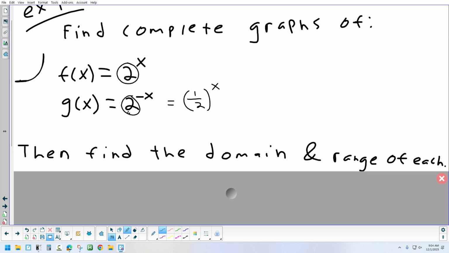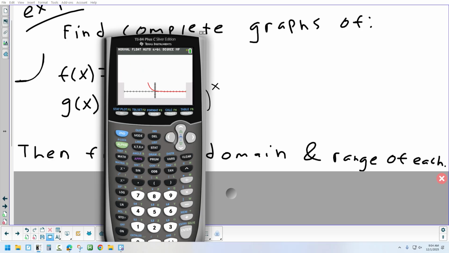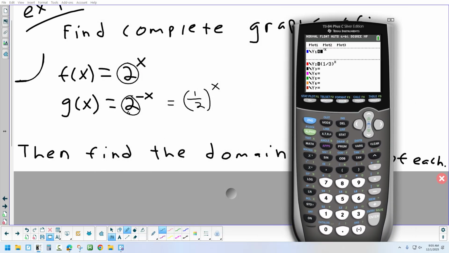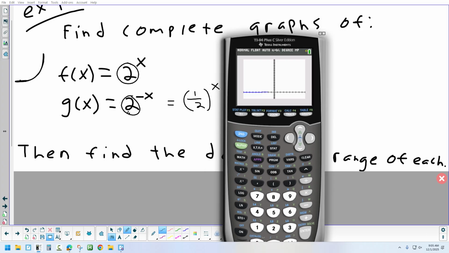All right, so let's graph them. And you already kind of see what it looks like, but I'll do it again. So let's graph 2 to the x. And when you graph the other one, you can type it in either way. I'm going to do it as 1/2 to the x. And then what we're going to look at is the domain and the range for each one. Also notice they look kind of symmetrical. Like if you flip it, the blue one would land right on top of the red one. And they are. They're mirror images of each other.